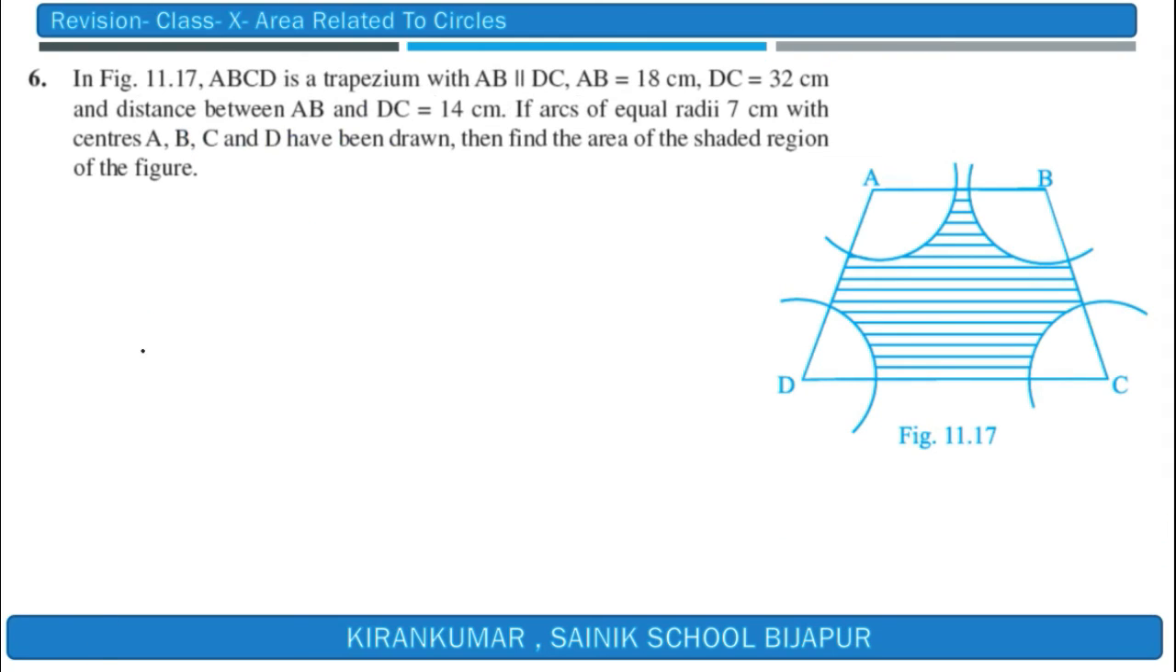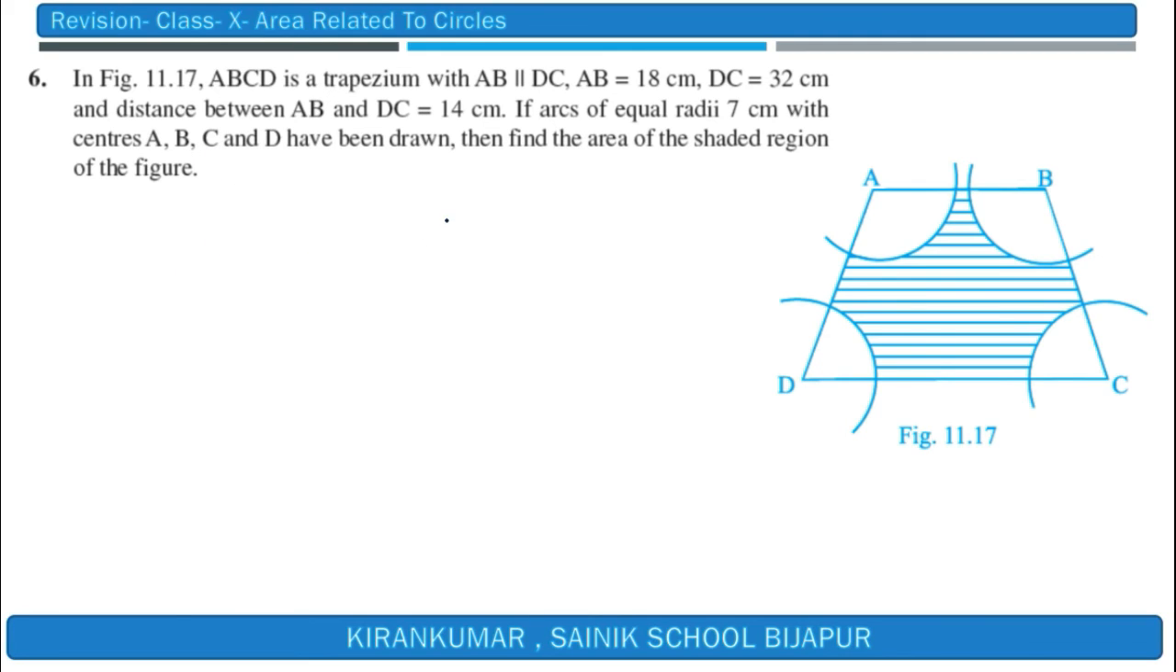Question number 6. In the figure 11.17, ABCD is a trapezium with AB parallel to DC, AB equal to 18 cm, DC equal to 32 cm, and distance between AB and DC equal to 14 cm. If arcs of equal radii 7 cm with centers A, B and C and D have been drawn, find the area of the shaded portion.